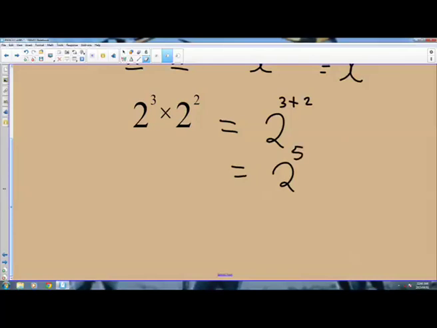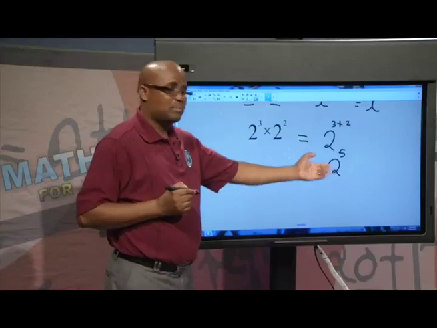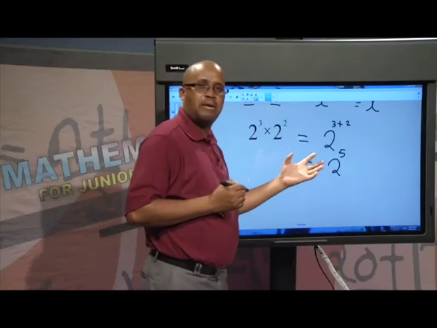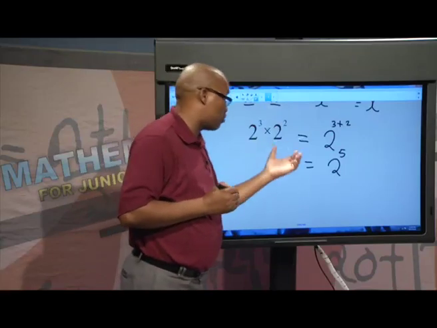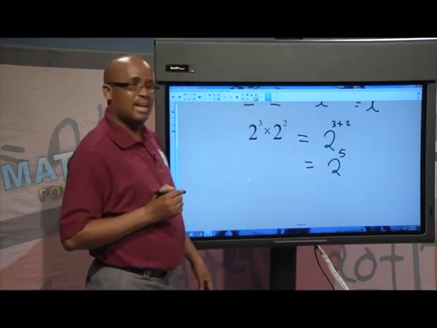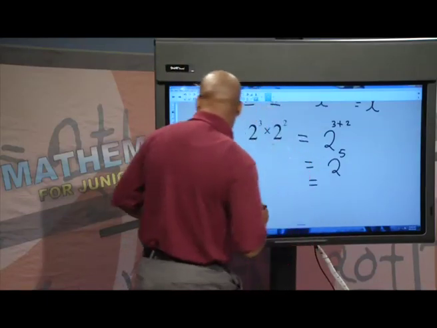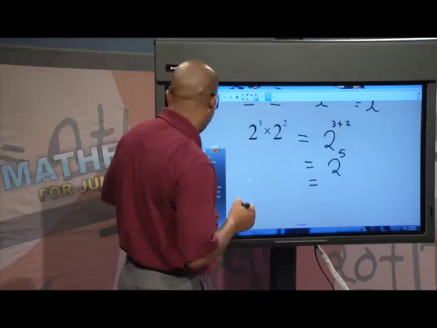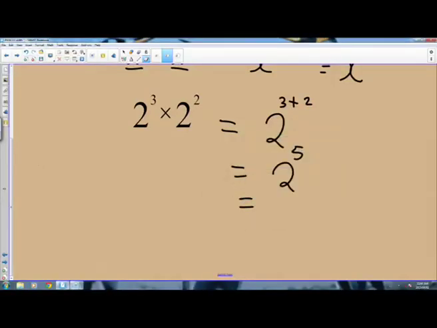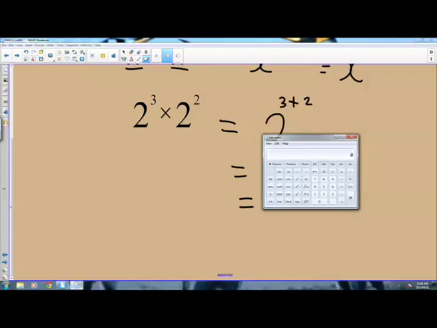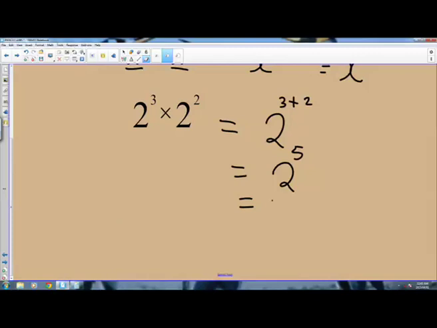And then what is 2 to the power 5? When we leave your answer like this, this is in the index form. But if the question didn't say leave your answer in the index form, you need to evaluate this 2 to the power 5. You can take your calculator and find out what 2 to the power 5 is, because you need to be sure. And then what do we get? 32. 2 to the power 5 is 32.